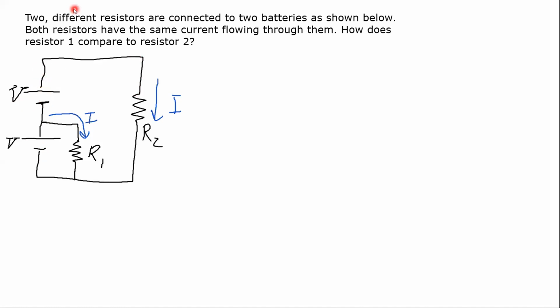Okay, so let me write that here. We know the voltage anywhere in this section of the wire is going to be V. And anywhere in this section, let me do that in a different color, you have a voltage of 2V.